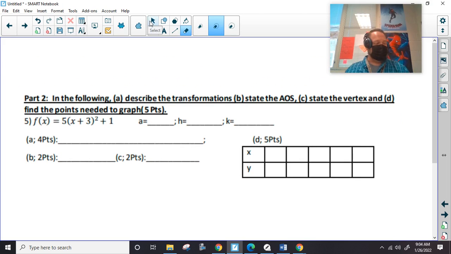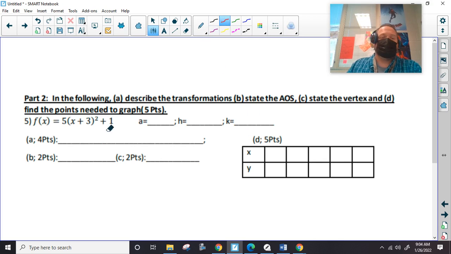Now, digitally, I'm not going to have the AH and K. But it is what it is. All right. Our A is going to be 5. Our H is going to be -3. Our K is going to be 1. All right. And we know we can fill this in.